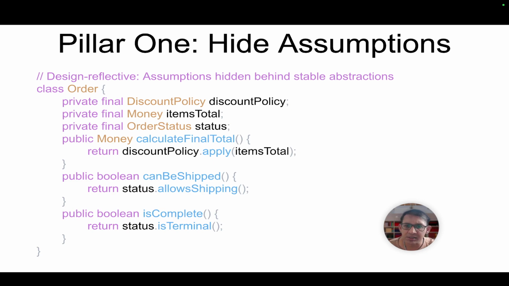When a business comes asking for those new discount features I mentioned, the changes are localized to the discount policy implementation. When they want new order statuses, the changes stay within the order status hierarchy. The order class itself remains stable. This is the power of hiding assumptions. By identifying what's likely to change and putting stable abstractions in front of it, you create code that can evolve gracefully over time.